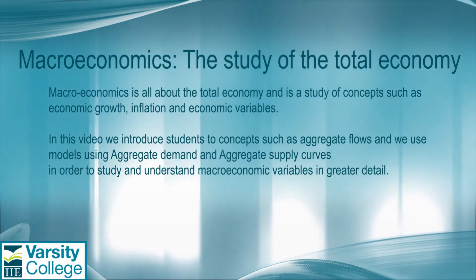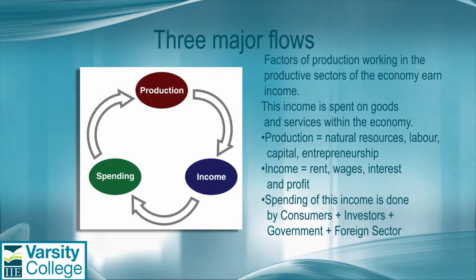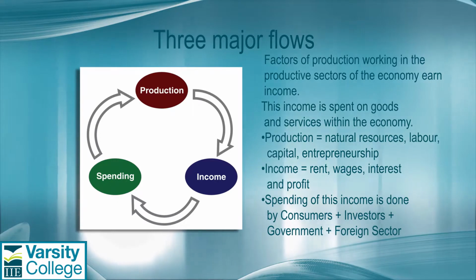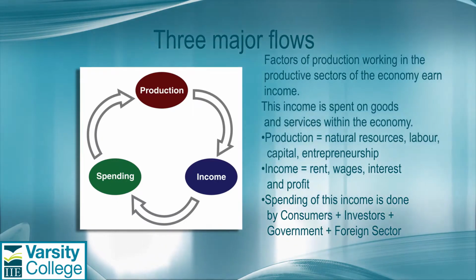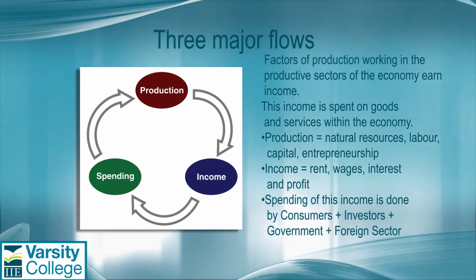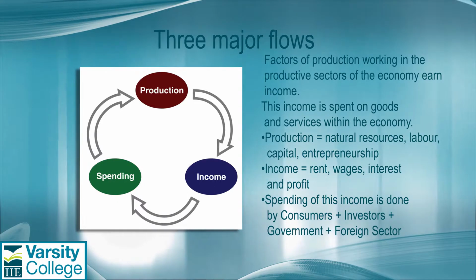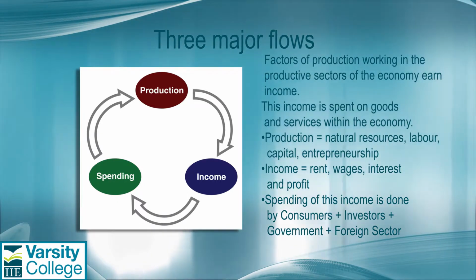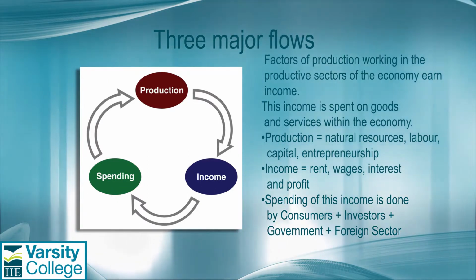The economy can be simplified into a diagram that shows flows within a market. Factors of production, working in the productive sectors of the economy, earn income. This income is spent on goods and services within the economy. This circular flow of income therefore details how economic activity is translated from production into spending.